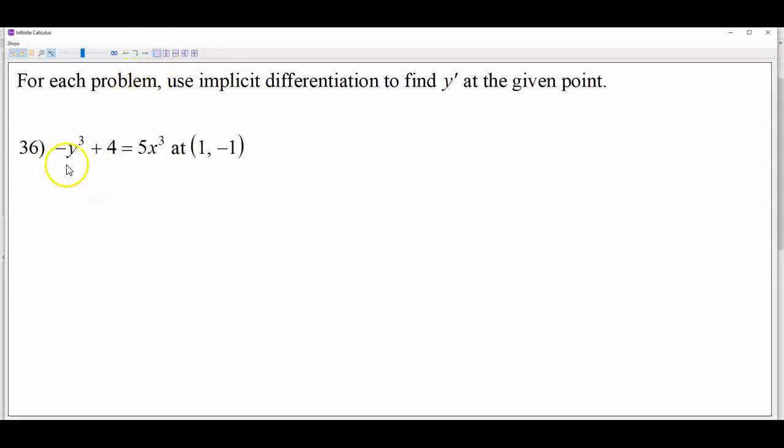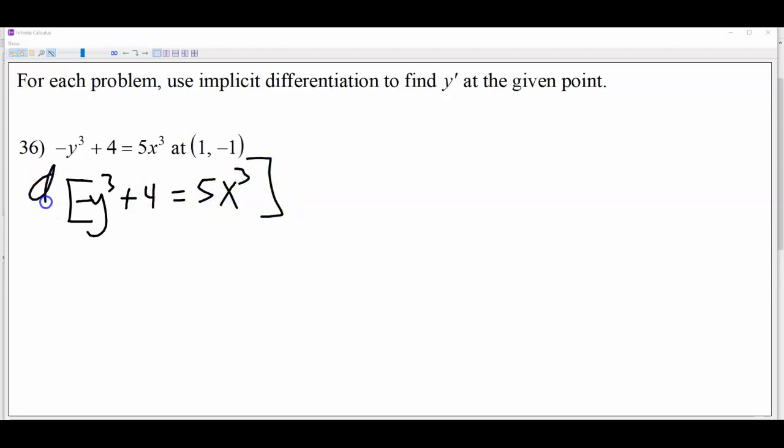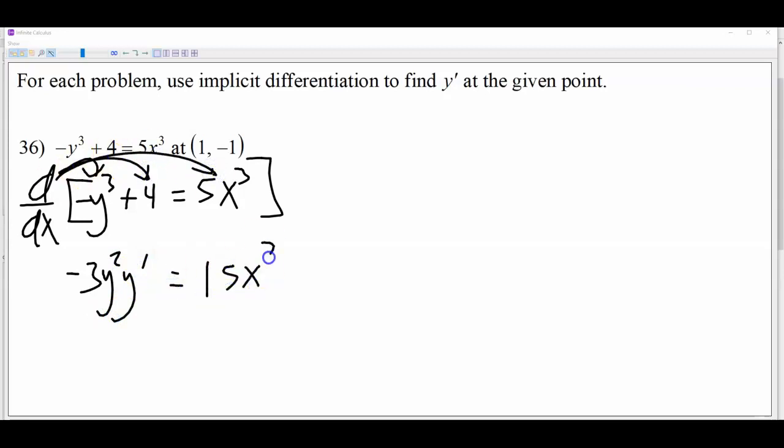All right. So now we're going to do another implicit derivative question, but this time we're going to find the derivative at a specific point, where this represents the x value and this represents the y. So the first thing you want to do, of course, is to find your derivatives. So let's do that. I'm going to take the derivative of that, which is going to give me -3y squared y prime. The derivative of that is 0, and the derivative of that is going to be 15x squared. Then I want to divide both sides by the 3y squared so that the y prime is by itself.